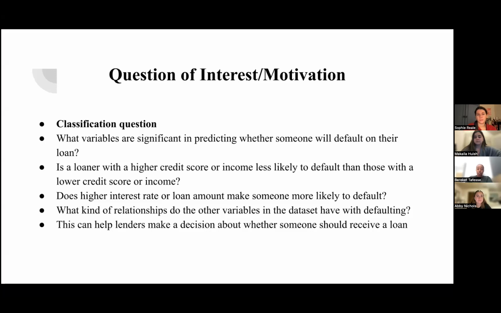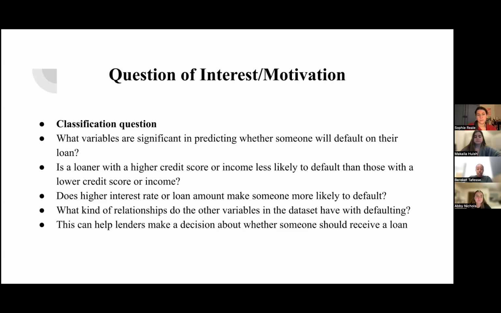Intuitively, the variables we first considered are information about the person taking out the loan, like their income and their credit score. So we ask, is a loaner with a higher credit score or income less likely to default than those with lower credit score or income? We also wanted to consider information about the loan, like the amount or the interest rate. We will be exploring these variables and more and their relationship with someone defaulting on their loan.